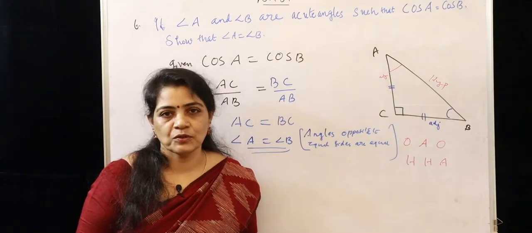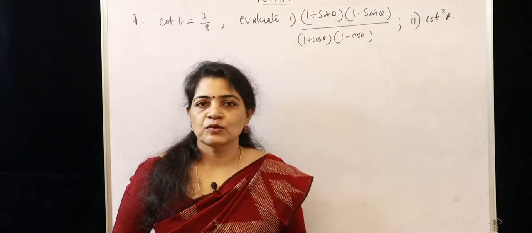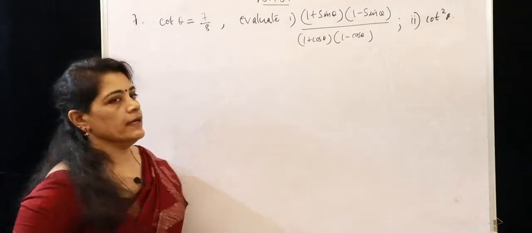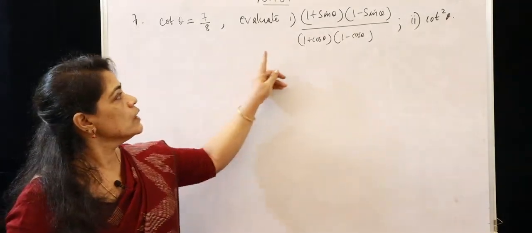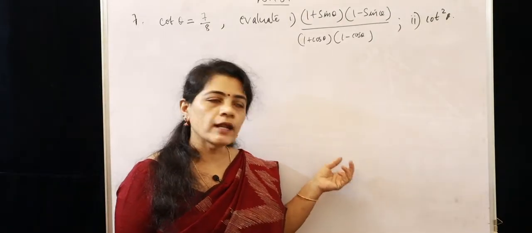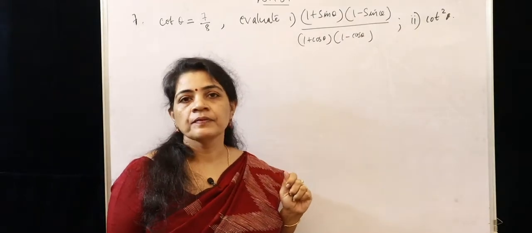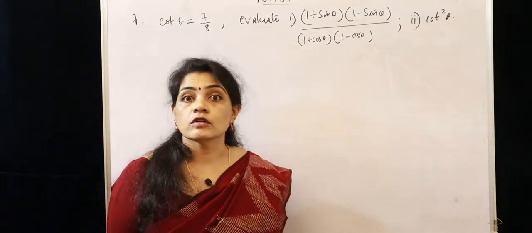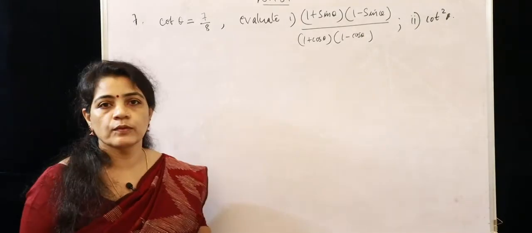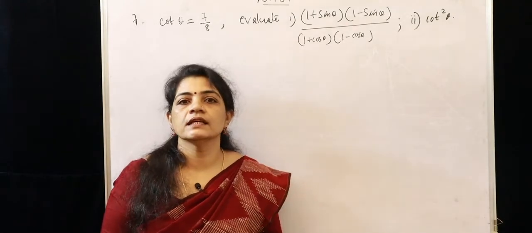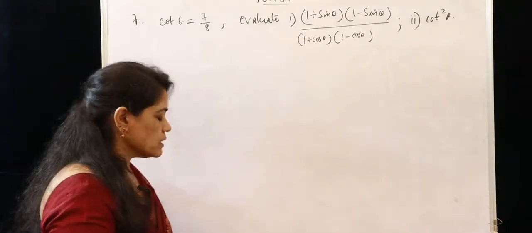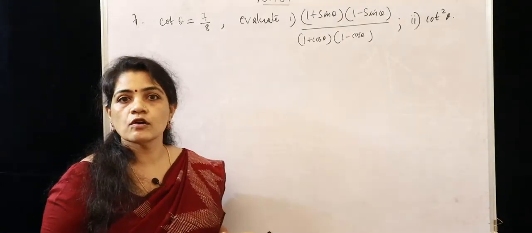Now we are moving to the seventh question. Here it is given that cot theta is equal to 7 by 8, and we have to evaluate, first, 1 plus sin theta into 1 minus sin theta divided by 1 plus cos theta into 1 minus cos theta, and the second sub question, what is cot square theta. Understood? So children, we can look into the first part, that is 1 plus sin theta into 1 minus sin theta divided by 1 plus cos theta into 1 minus cos theta.